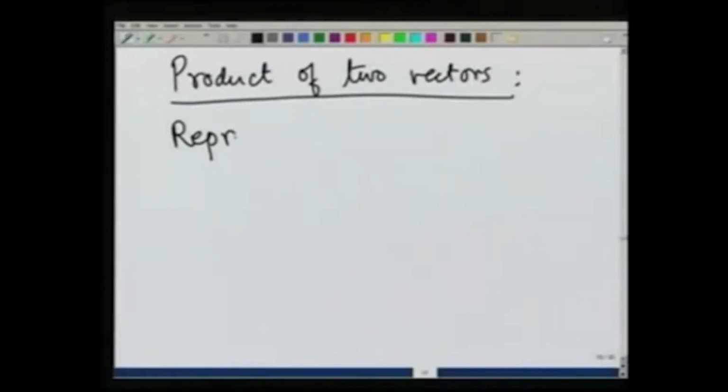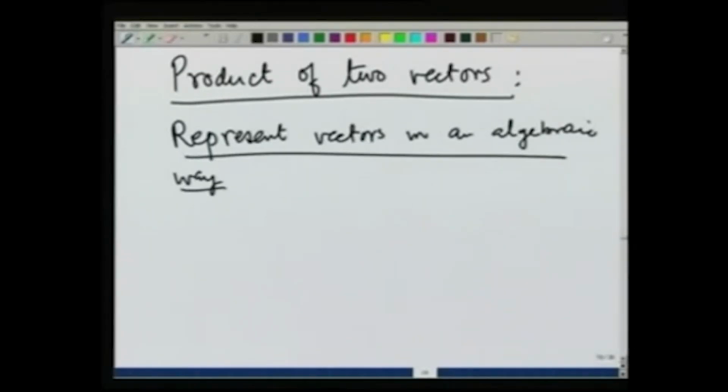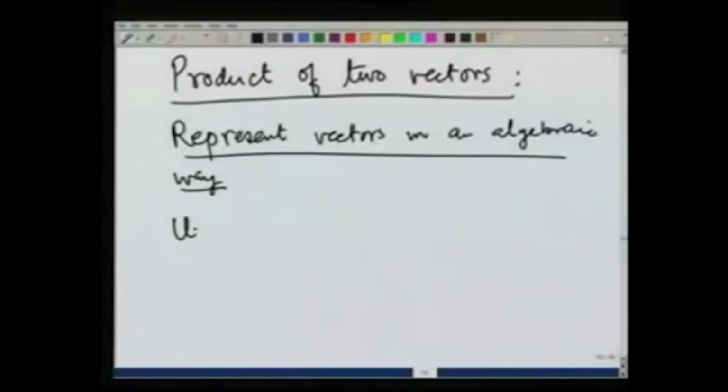So, first let us represent vectors in an algebraic way, and then we will be able to define the product of two vectors properly. Not only that, representing vectors in an algebraic way would make addition and subtraction of two vectors easy when we have many vectors. So, for that, first I introduce the concept of unit vector.